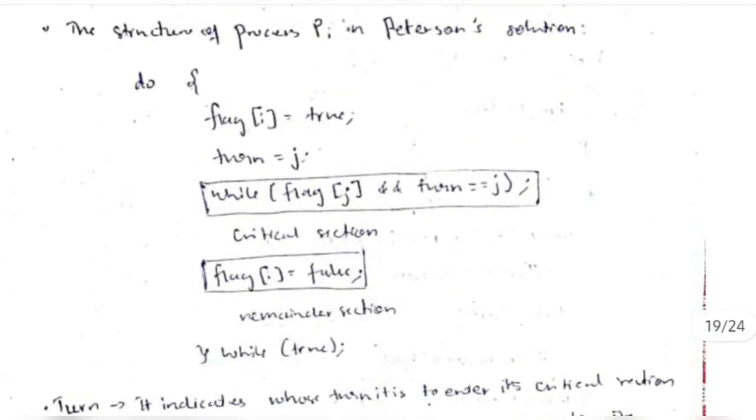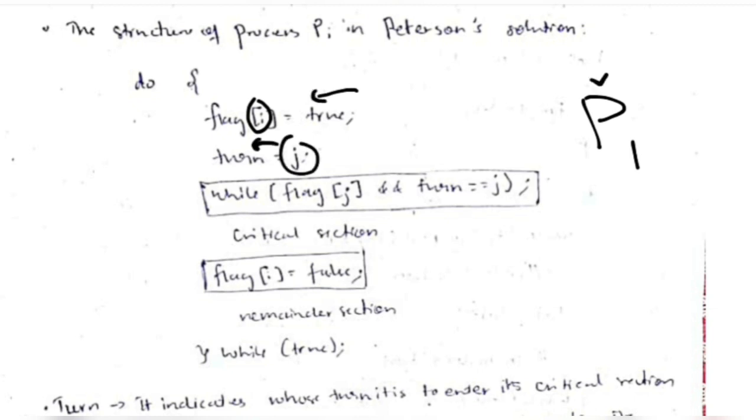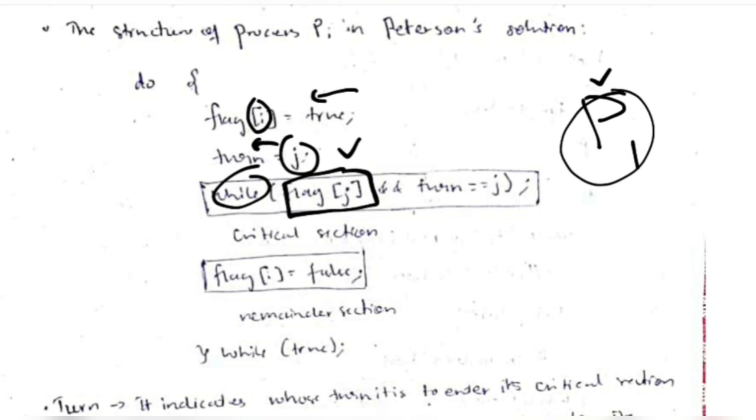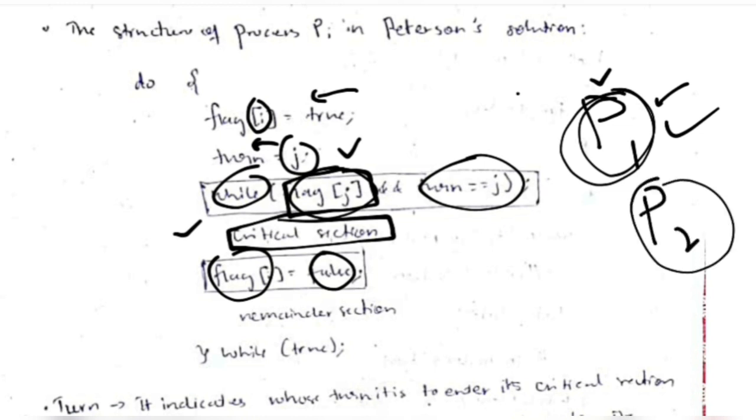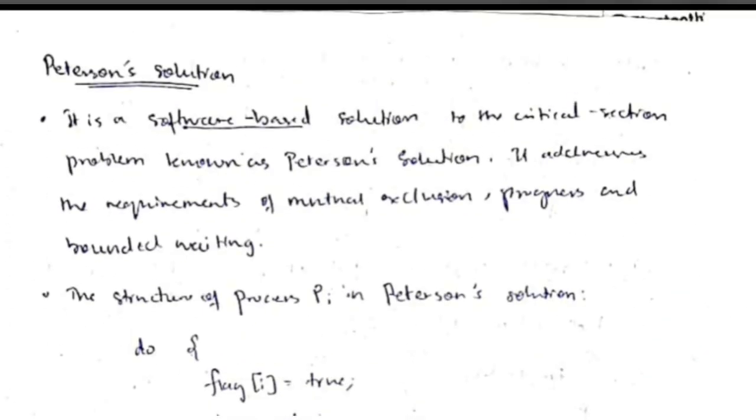Now let's see how it works. Suppose that process P1 has to execute. At that time, the flag of i will become true and turn will become j. So turn of P1 will be activated. At that time, the while loop will come, and if flag of j is equal to true, meaning P1's flag is true, and turn is equal to j, meaning P1's turn is true, at that time the critical section should be executed. Till the critical section of P1 is getting executed, flag of P1 will be true. After this gets over, flag of P1 will become false, so that the next process will be able to execute its code. So after one process gets over, only then can the second process start. By this method, the critical section problem can be solved.